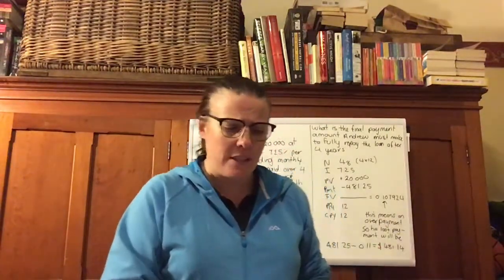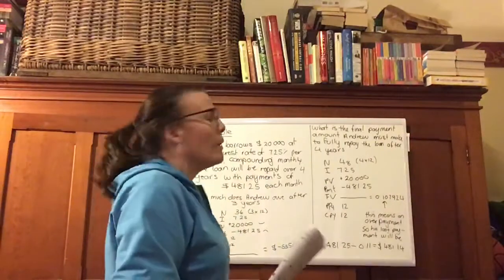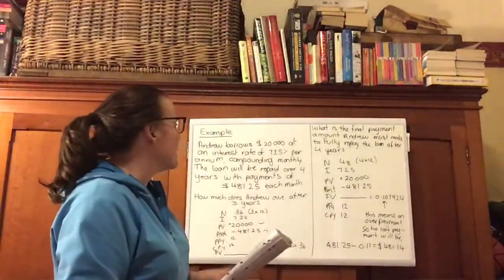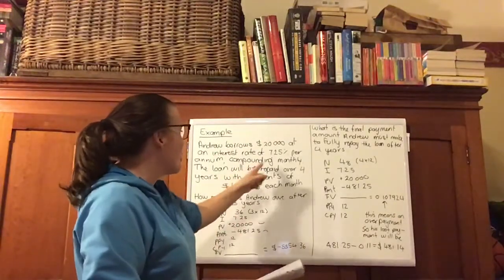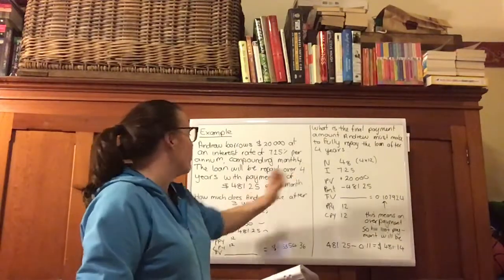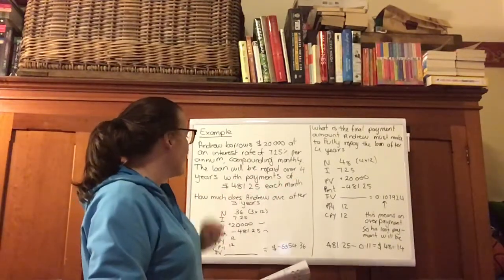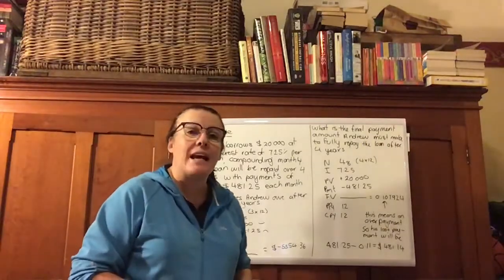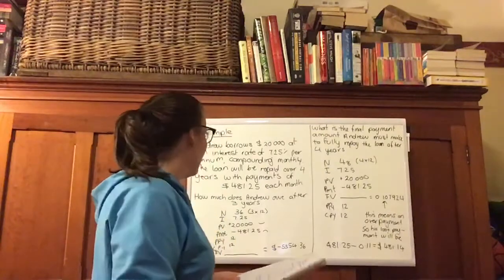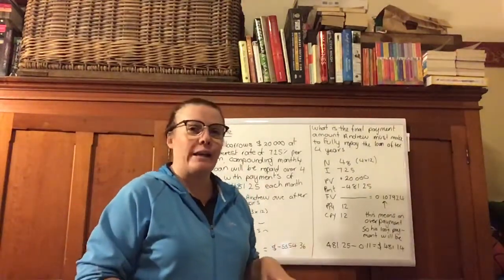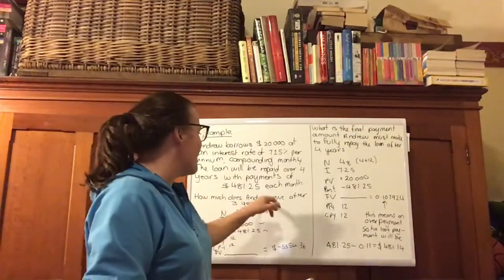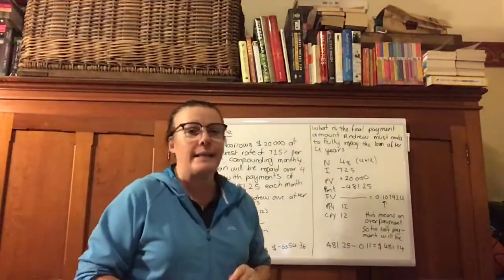Let's have a look at our first example. Andrew borrows $20,000 at an interest rate of 7.25% per annum. It's compounding monthly, and he's going to repay the loan over 4 years, making repayments of $481.25 each month. All right, open up the financial calculator. The thing we have to work out is how much does Andrew still owe after 3 years?